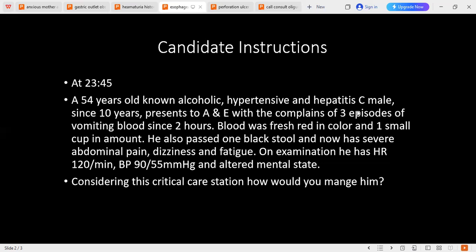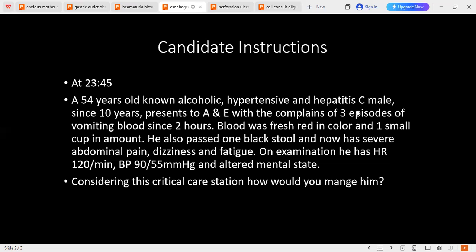What are the indications for using the Minnesota tube? The indication of using the Minnesota tube is if the bleeding is continuous and life-threatening and is not controlled by the pharmacological measures or by endoscopic hemostasis. The second indication is if these facilities are not available in the particular center, then we need to go for the Minnesota tube.